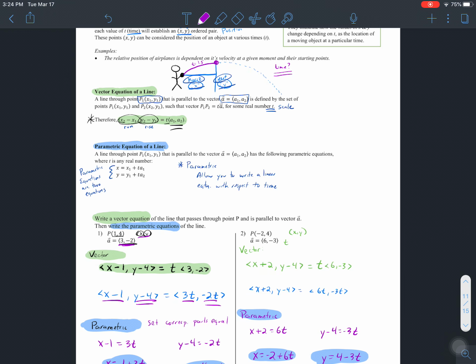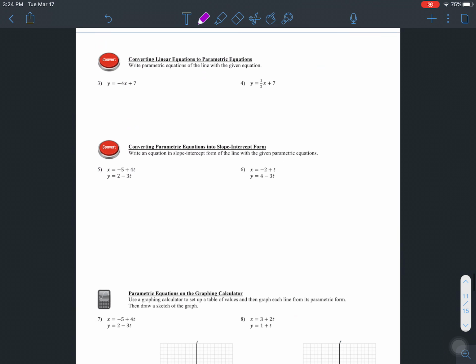Please make sure when you're doing these problems in the homework, you read the directions and make sure you understand if it's asking for you to write the vector equation and the parametric equation on them.